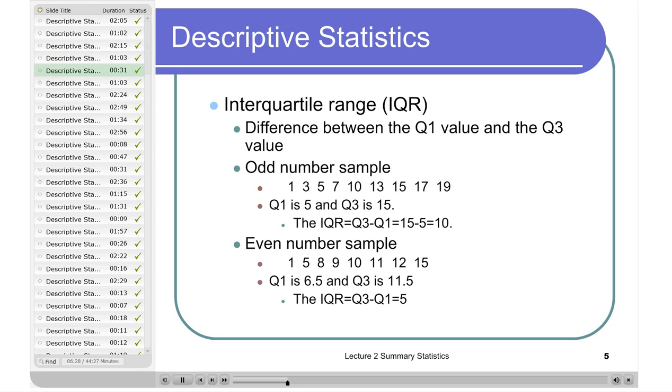The interquartile range of a data set is a very simple concept. It's just the distance between the first quartile and the third quartile. So looking back at the two examples we just covered, for this first data set, the first quartile was 5 and the third quartile was 15. And so the interquartile range there is just 15 minus 5, which is 10. For the second example we were looking at, the first quartile was 6.5 and the third quartile was 11.5. So the interquartile range is just 11.5 minus 6.5, which is 5.